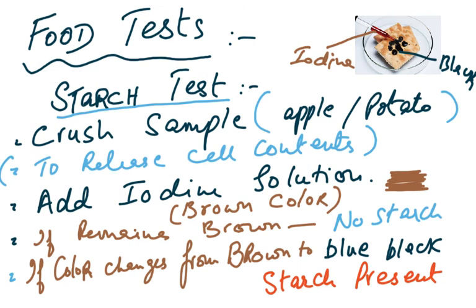Now coming to the food tests, if we test any food, could be an apple, a potato, a piece of bread, a piece of a biscuit. So you crush the sample because you need to release the cell contents, and then you add iodine solution. Now iodine is brown in color. You can see this color here, iodine. And if the color remains brown when you add it to any food, then that means no starch is present. But if the color changes from brown to blue-black, then starch is present.